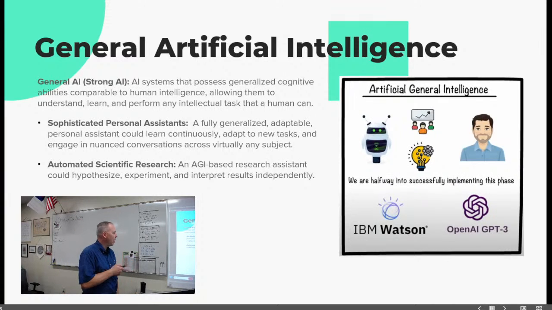Automated scientific research. Again, we're in the second level now. We're at general artificial intelligence, strong AI. AGI-based research assistants could hypothesize, experiment, and interpret results independently. Again, going back to the whole algorithm, the data, and the model, pulling that all together and saying, okay, the computer can do certain things and make decisions independently. So now we're at a different level.